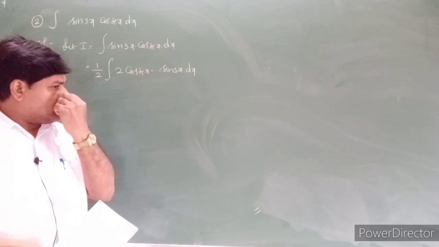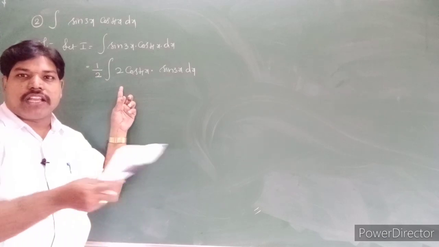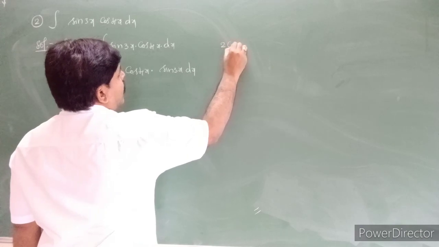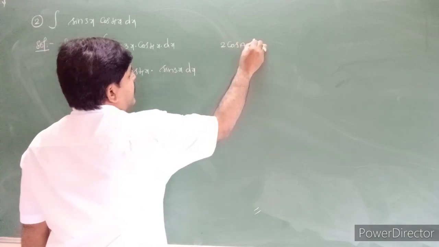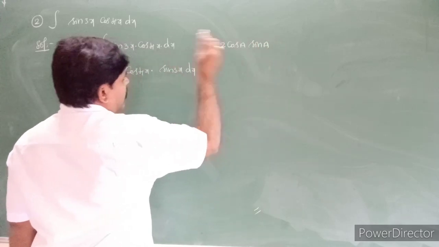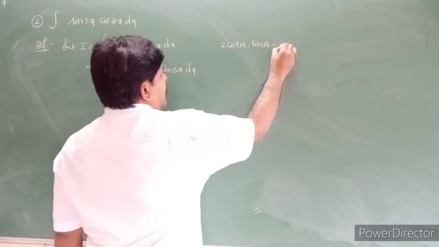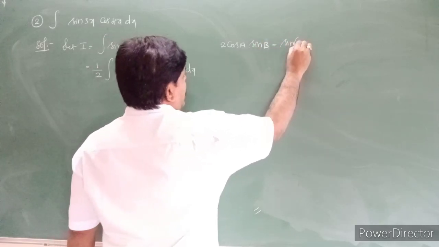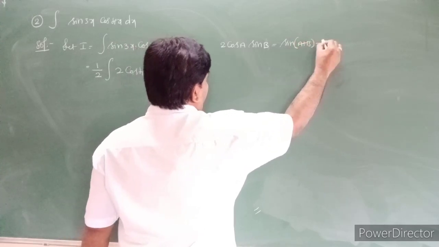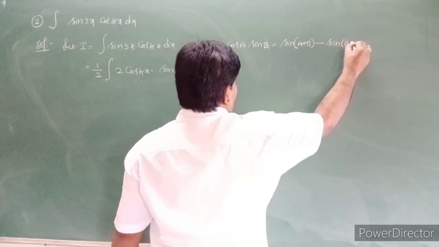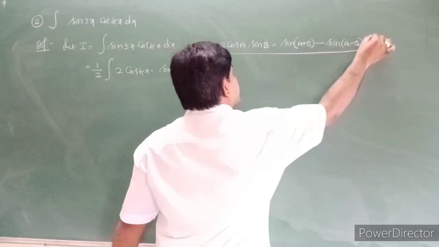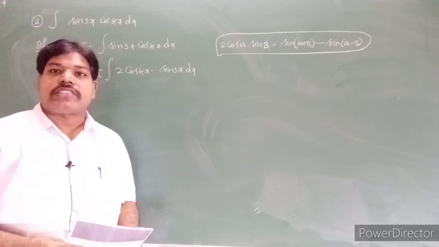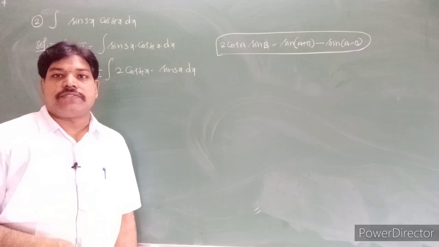So what is this formula? This formula, have you observed it? I have already given some formulas. What is that formula? It is a very important formula: 2 cos A sin B. Anyone can tell what the 2 cos A sin B formula is? Sin of A plus B minus sin of A minus B. So use this formula here.